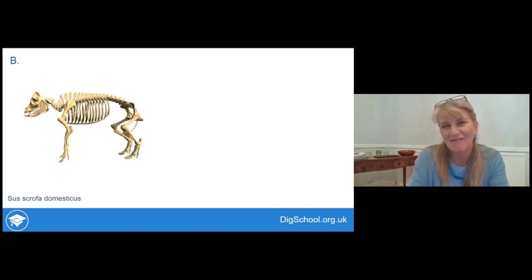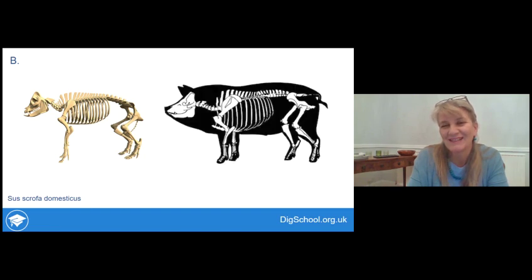Okay, did you get that right? Which of your animals on your worksheet did you write the letter B against, with the Sus scrofa domesticus? Does that help you work that out? Yep, it's a pig. Again, quite a different sort of shape, perhaps, to when we see it alive.